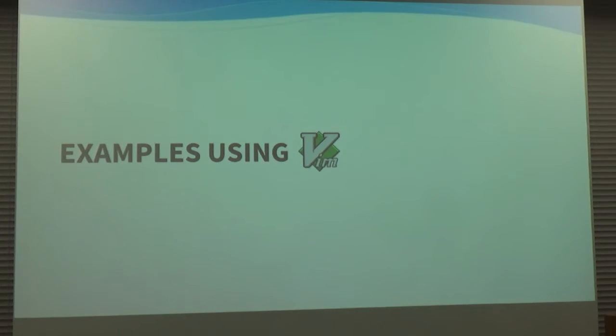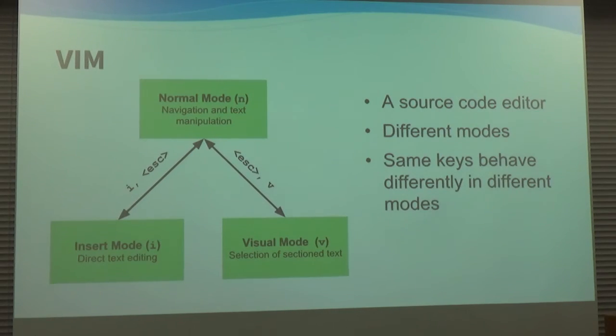So I thought it's easier to explain with some examples. I'm going to use Vim for this because that's the editor I'm using. Just a really quick overview of Vim: it's a source code editor with different modes, and you change between these modes. The characteristic of Vim is that the same keys behave differently in different modes.